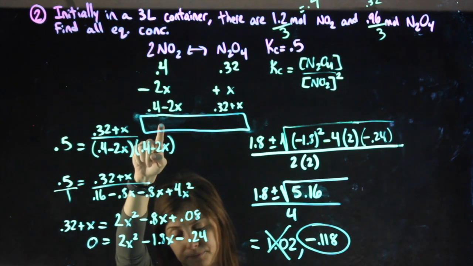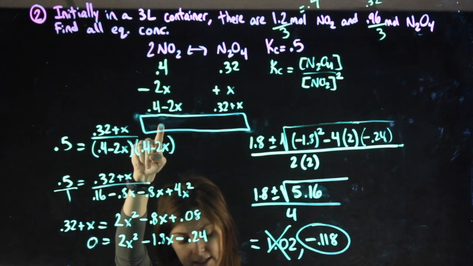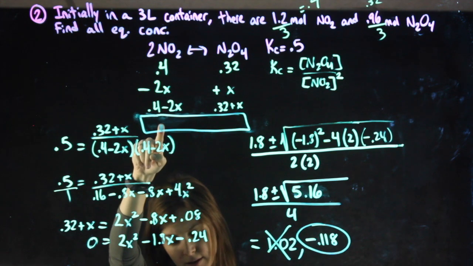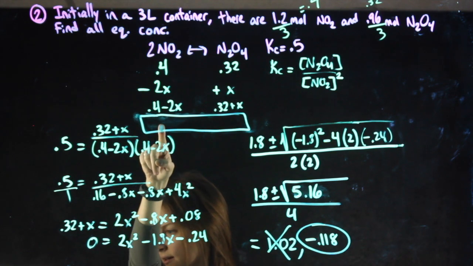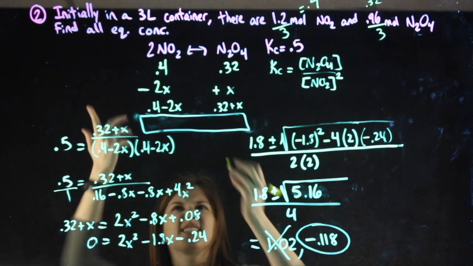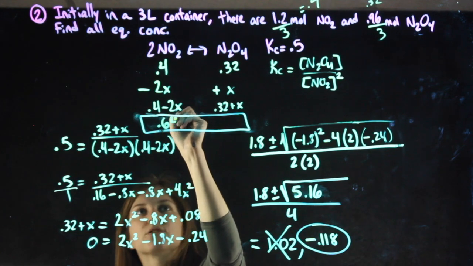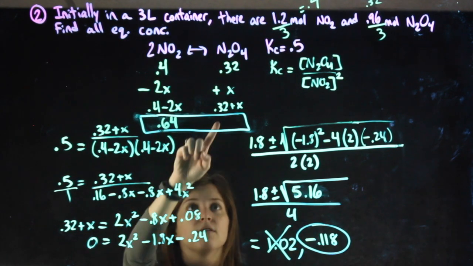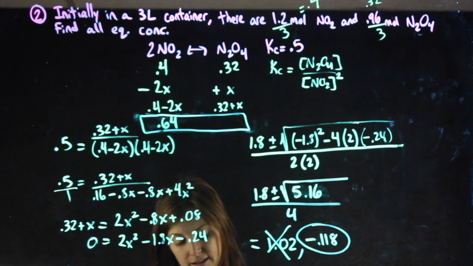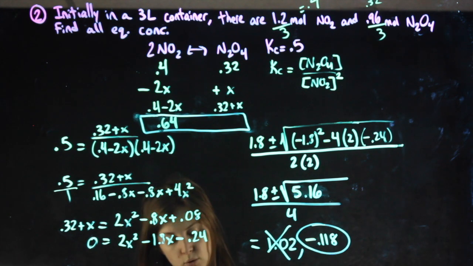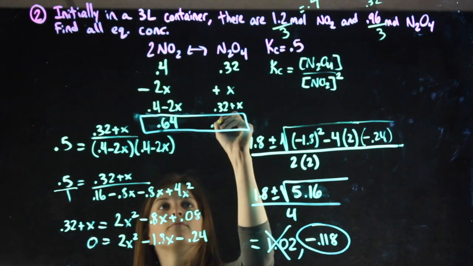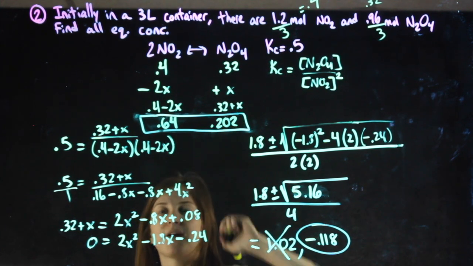So to get this answer, 0.4 minus 2 times negative 0.118, I get 0.636. I think I rounded it to 0.64 on the answers. For this one, 0.32 plus negative 0.118 gets me 0.202. Those are my values at equilibrium.